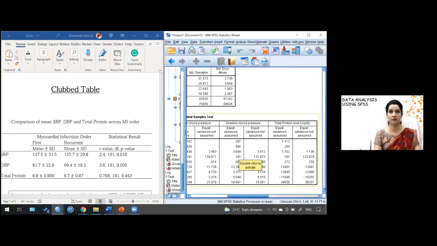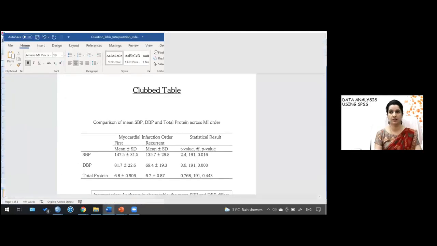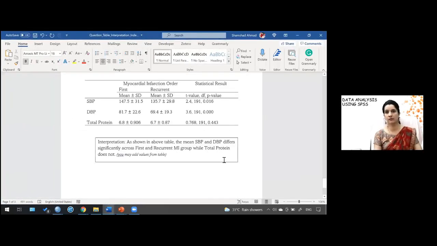And similarly 1.1, variances assumed, where I have taken this as a difference, right? So you can see, like total protein. So these are the differences, and these are the values which we have entered for an interpretation of the independent sample t-test. And this is the interpretation. We have left this out because you can write in a similar manner the mean value and their difference. And you can write that as shown in the table, the mean SBP and DBP differ significantly across first and recurrent order MI, while the total protein does not.